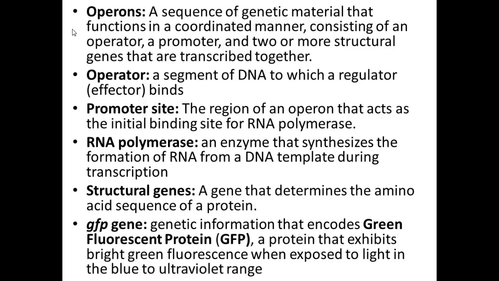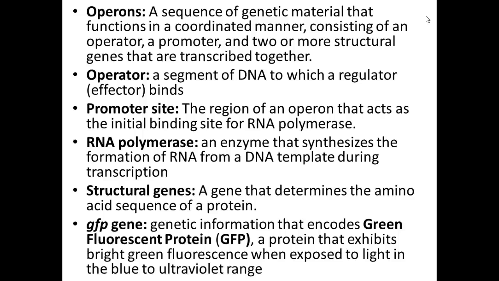But they do have the ability to sense it, and if lactose becomes available, then they'll make those enzymes to digest lactose. So this is a similar system today that we're going to be using, except it's just a different sugar. It's arabinose. And so how does the cell know to make those enzymes, to utilize that portion of DNA? A lot of these are under a control mechanism. Operons are a sequence of genetic material that functions in a coordinated manner, consists of an operator, a promoter, and 2 or more structural genes.